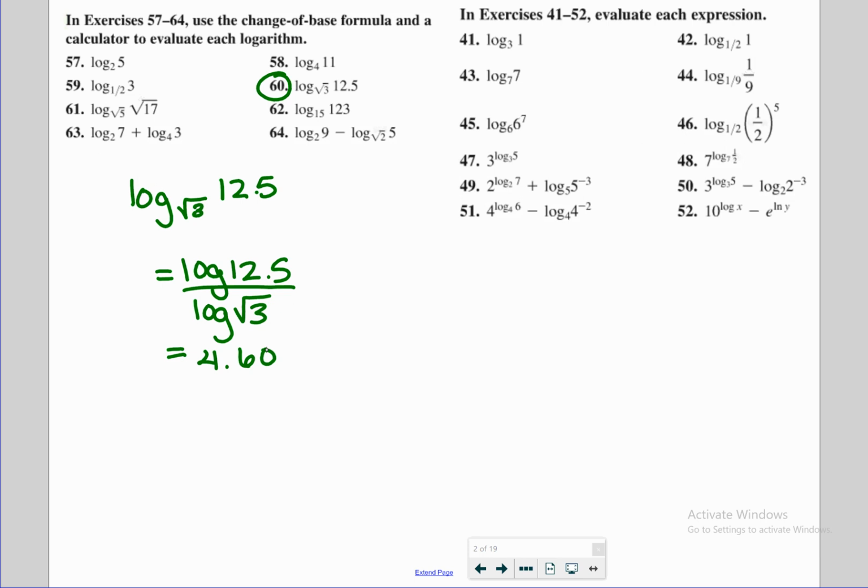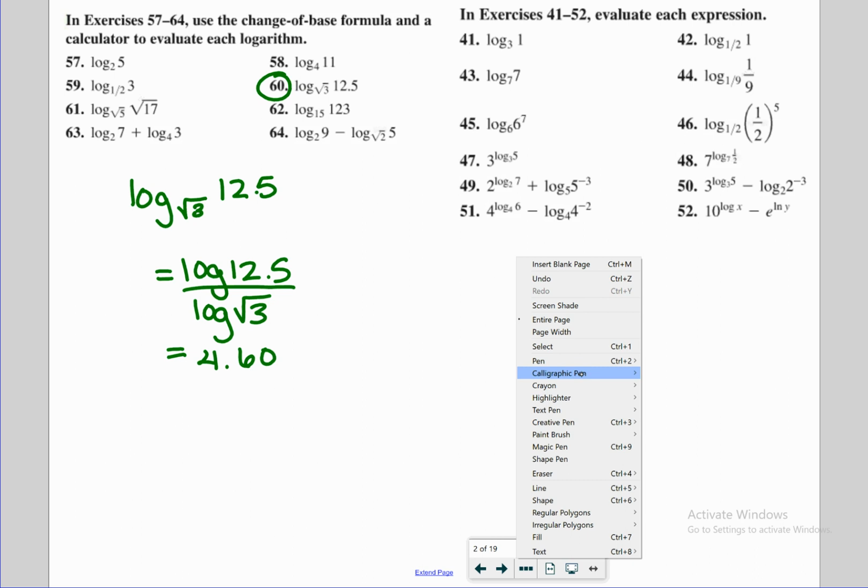Okay. All right, pick a number from the right side between 41 and 52. What looks good?